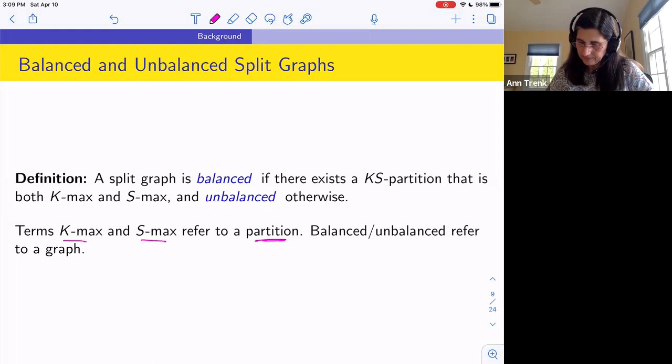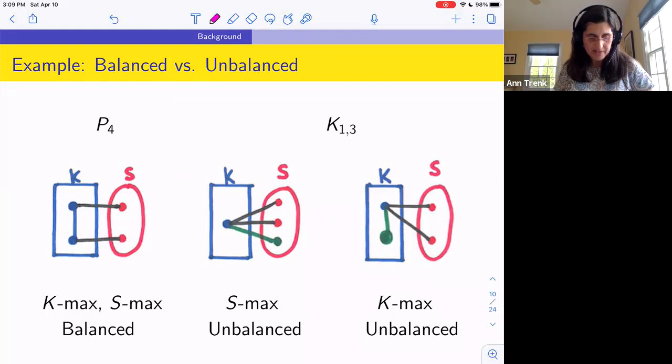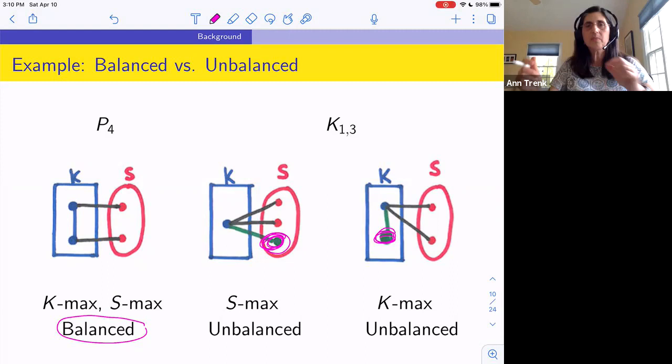All right, so here are our examples again. Here's our P4, and this partition was both K-max and S-max, so this one is balanced. And in our K13, we had an S-max partition and we had a K-max partition, and so this graph K13 is unbalanced. You can see the green doesn't show up so well, but there's our swing vertex, and over here it's just been swung over to the K side. So you can get between those two partitions by just swinging that pink vertex.